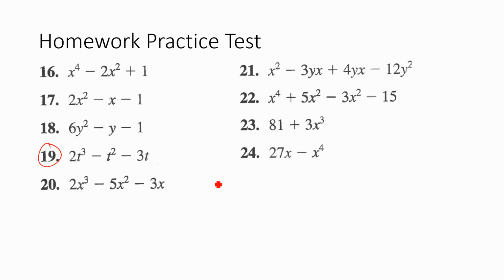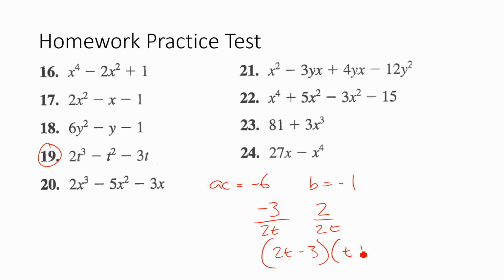Number 19, does anything multiply to negative 6 and add to negative 1? We just did that, negative 3 and 2 over 2t. So we're going to have 2t minus 3 and t plus 1. And on this one, we do need to have a t out front because there's a t in common in all of these.